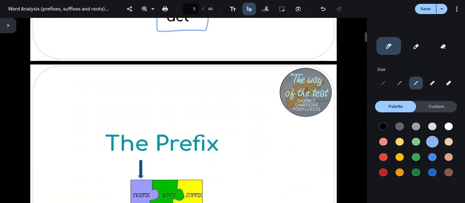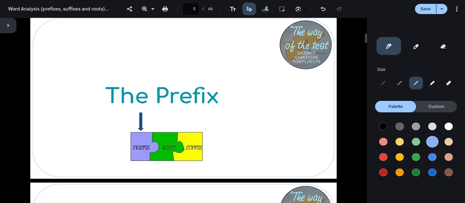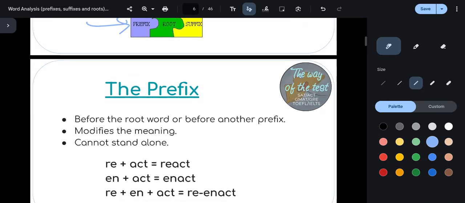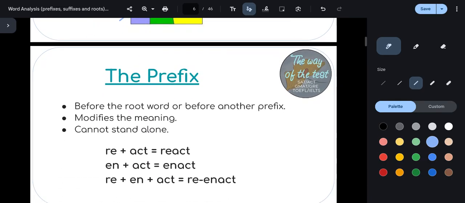We're going to go to the prefix. When we combine the root with a prefix, which is the particle that you put before the root, we're going to take the word act and combine it with a prefix. The prefix goes before the root or can go before another prefix, which means we can have two prefixes. It modifies the meaning and it cannot stand alone. Meaning, if the prefix is re, we don't have the word re, right? Unless you mean a musical note, but in that case, it's a different word.